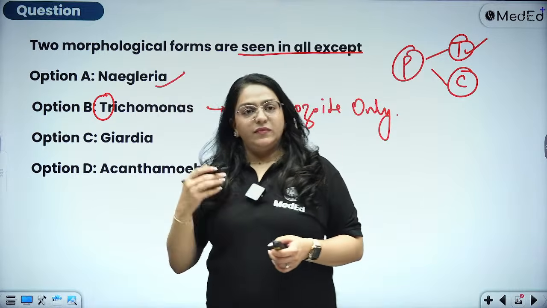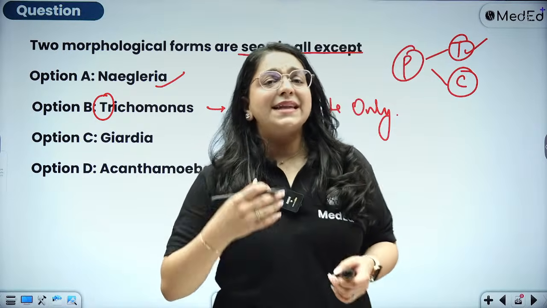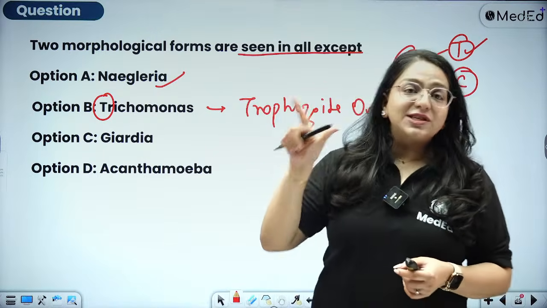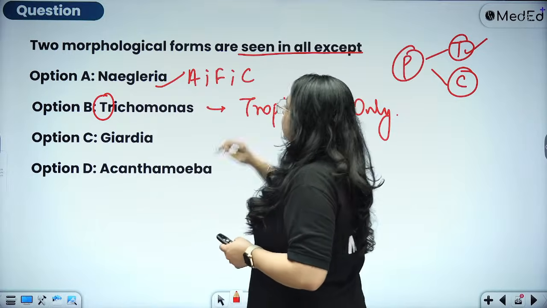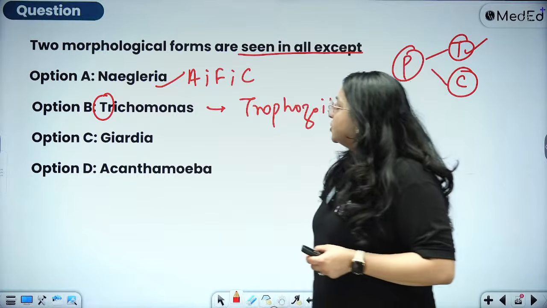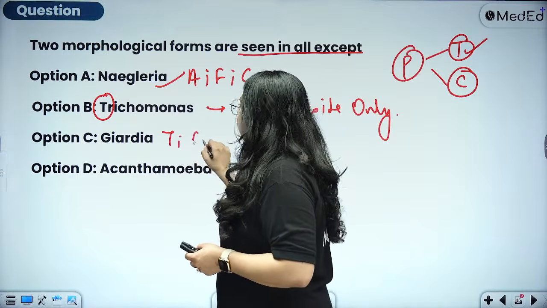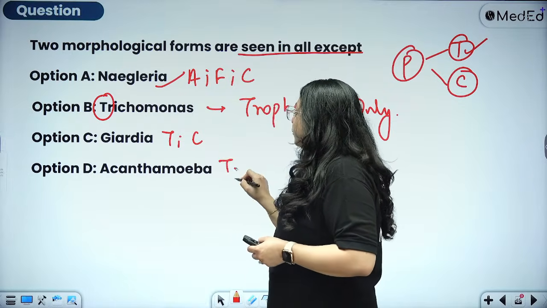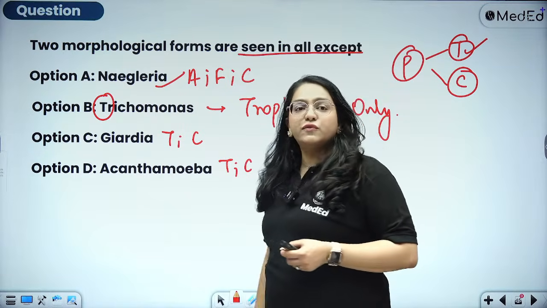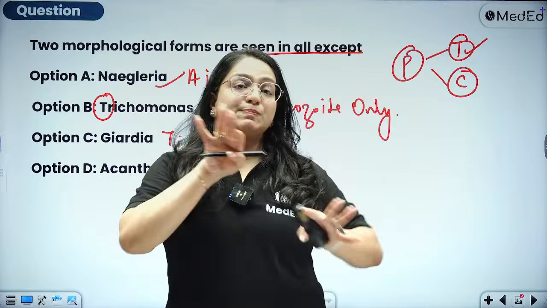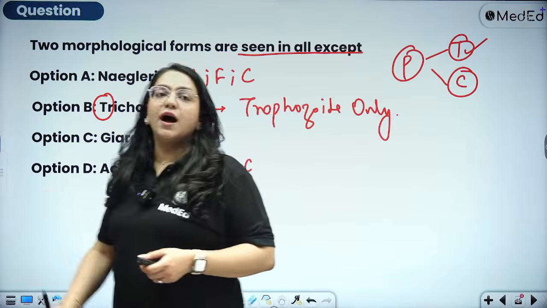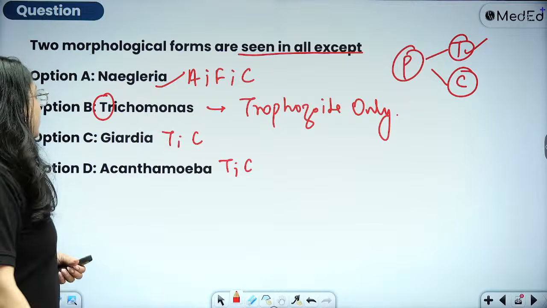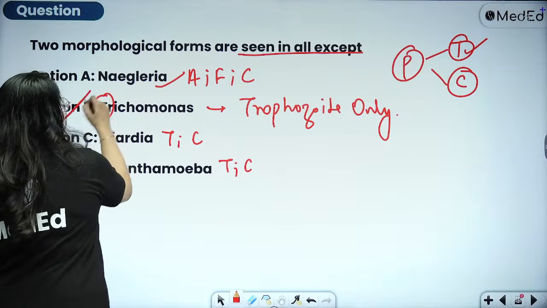Naegleria, yes, there is an amoeboid form, there is a flagellate form. So, there is amoeboid form, flagellate form and cyst form. Three forms are there. Giardia, there is a trophozoite form, there is a cyst form. Acanthamoeba, trophozoite and cyst, where the trophozoite has spines. In Naegleria, they have lobopodia or pseudopodia. So, answer is Trichomonas. Trichomonas is only trophozoite.